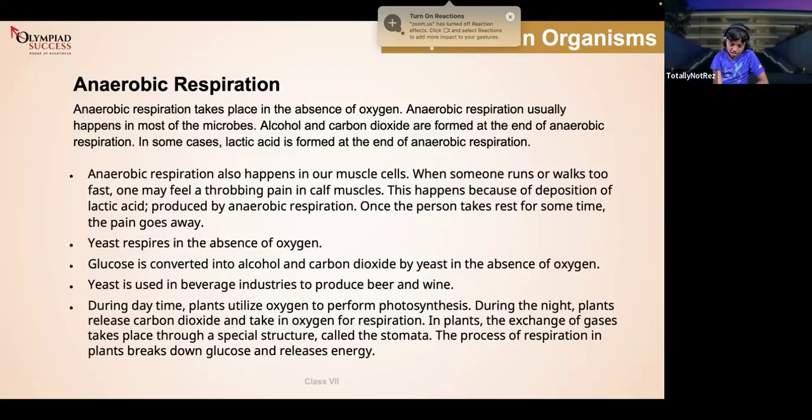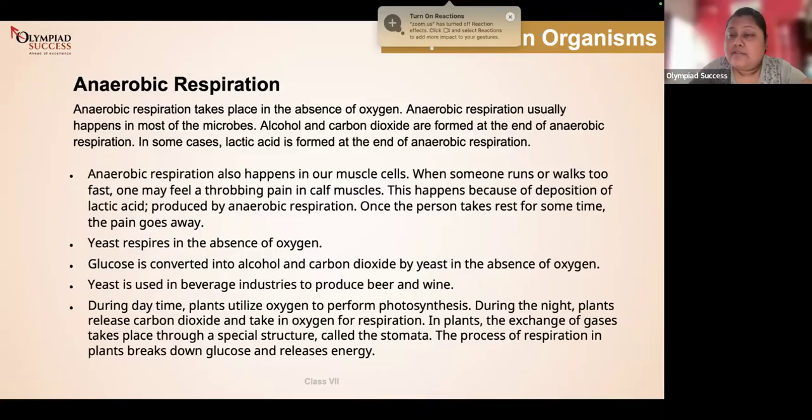Muscles. What is lactic acid? Muscles, yes. When we suddenly start doing exercise, we feel cramps. You have heard of muscle cramps. Muscle cramps happen due to the formation of lactic acid. Glucose is broken down in a different way without oxygen to produce lactic acid. Clear?